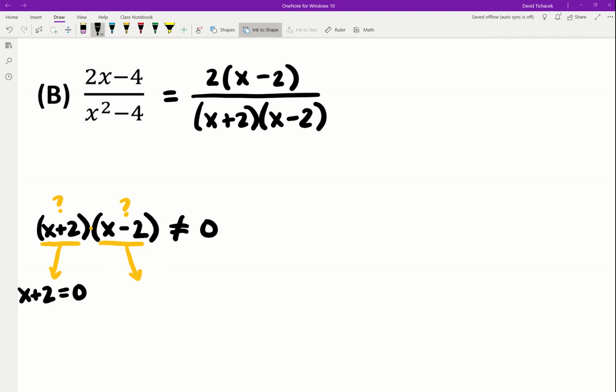And so I'm going to set these both individually equal to 0, and I'm going to solve, all right? Actually, since I have the not equal to 0 here, I should set these not equal to 0, saying that they are not allowed to be 0, okay? And I would just solve these like regular equations. So subtract 2 from both sides of that first one. I get x is not equal to negative 2. And then add 2 to both sides of the second one. You get x is not allowed to be positive 2, okay?